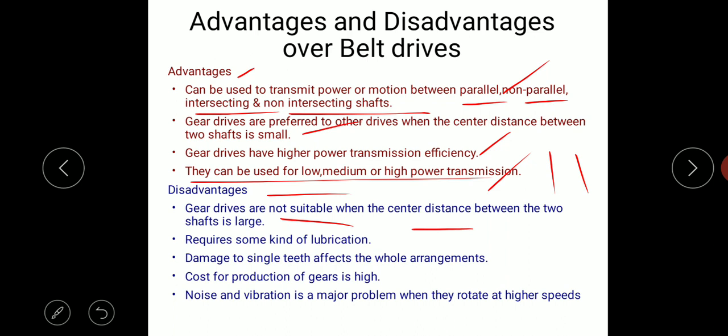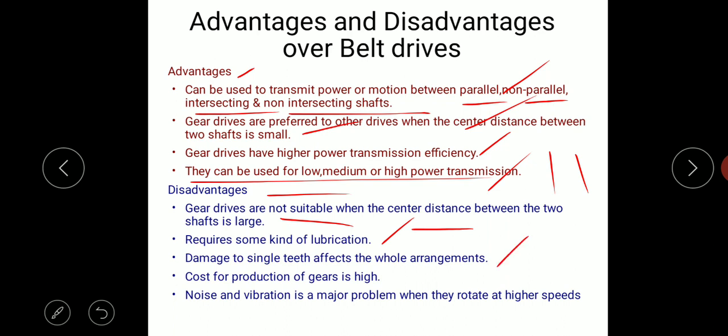As I was telling in the second advantage, gear drives are suitable only when the center distance between shafts is very small. If the center distance between two shafts is more, under that condition we are going to prefer belt or chain drives. The second disadvantage is gear drives require some kind of lubrication. Here, due to heavy load acting on the gear drives, a lot of friction and heat is generated between the gears. In order to avoid that, some kind of lubrication is required for the gear drives. That is one of the disadvantages of the gear drives.